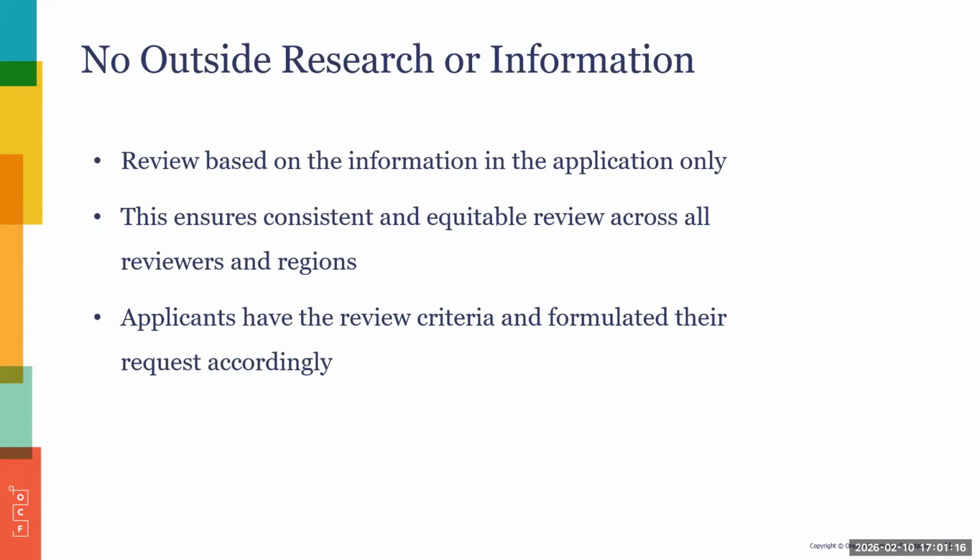So here's an example. Sometimes grant evaluators want to look up an applicant organization online, check out their website to gather more information. It might seem helpful, but it creates an unfair advantage. Some applicants might benefit from extra information that others haven't provided. This additional information can be interpreted differently by each evaluator. To keep the process fair and consistent, you should base your review only on the information included in the application. So please, no outside research or external information.